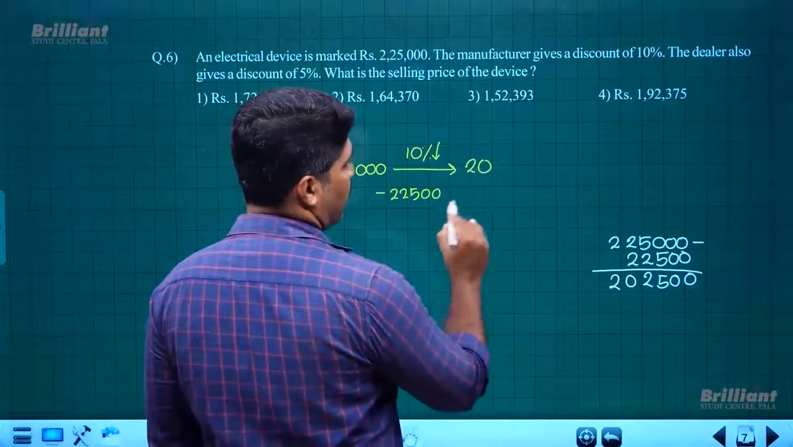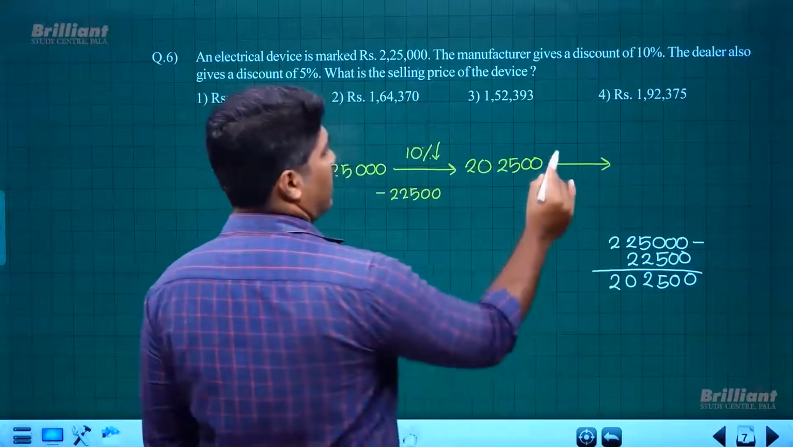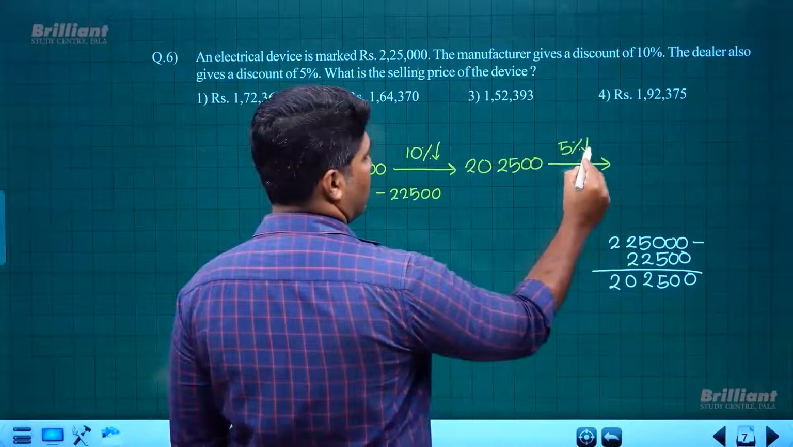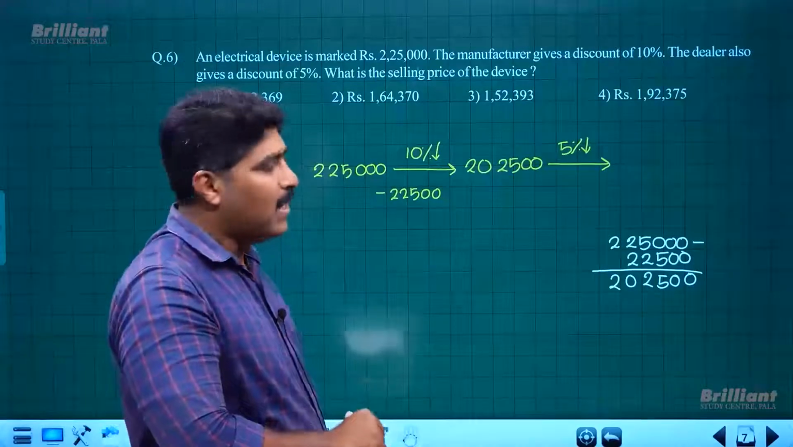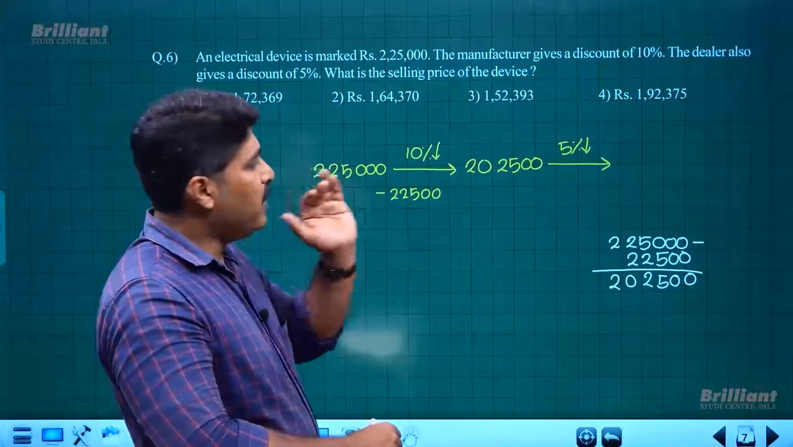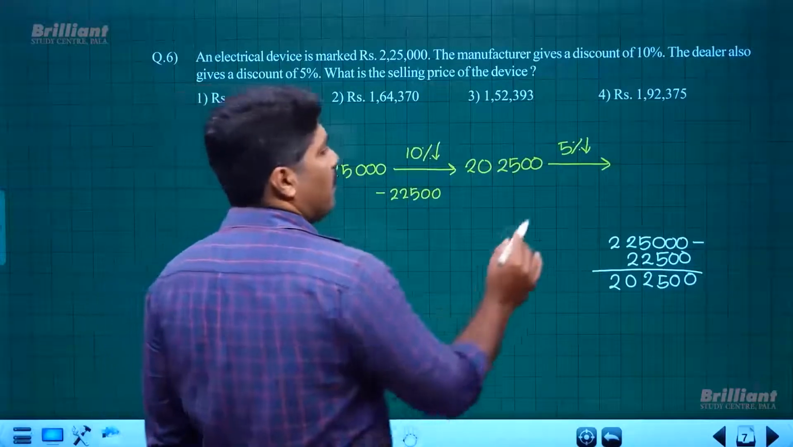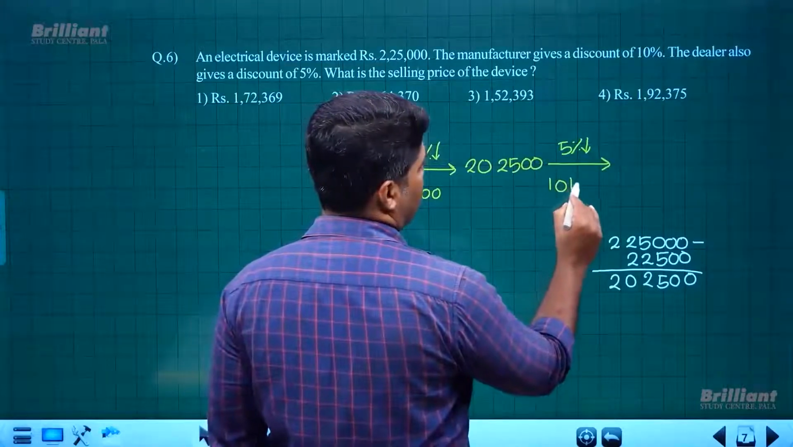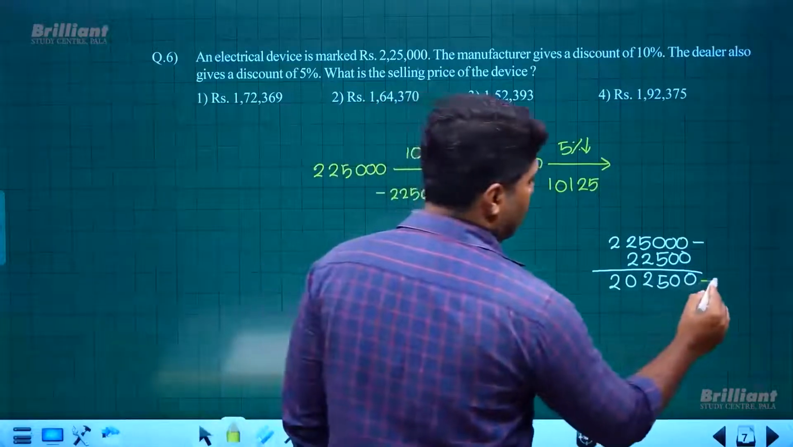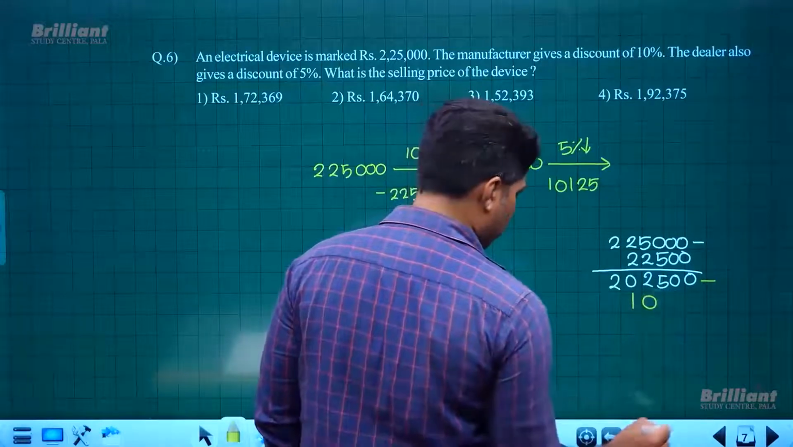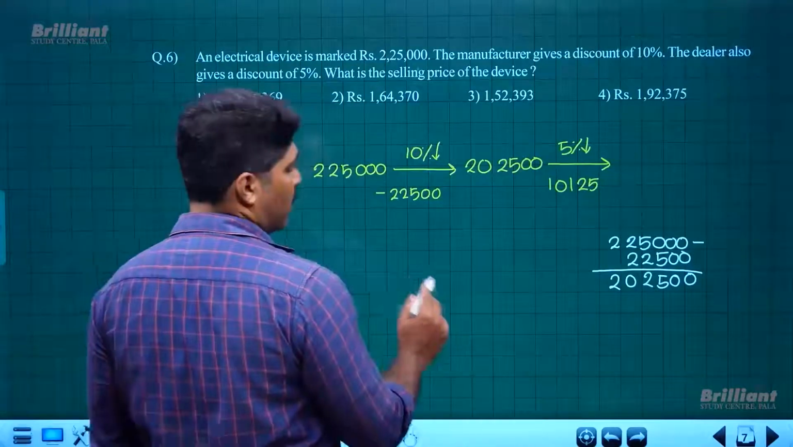This is 2,02,500. From there is a deduction of 5%. That's a successive discount offered by the retailer or the dealer. So what is 5% of this value? How to find it out? What is 10% of this value? That is 20,250. Therefore, its half is 10,125. So this we have to subtract from this value. So we have to subtract 10,125 here.